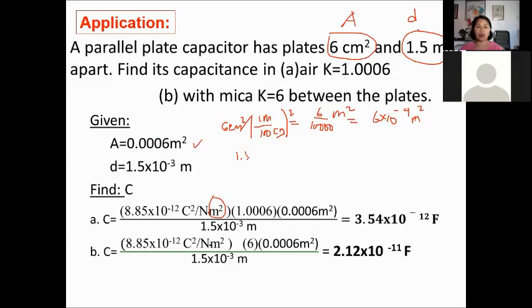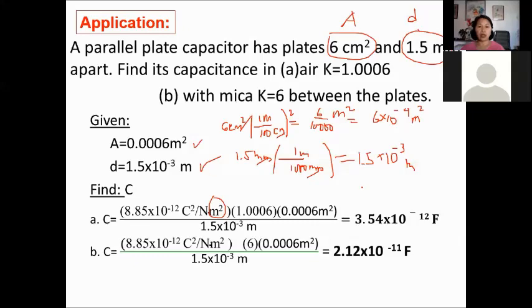For 1.5 mm, ang conversion factor is that 1m is 1,000 mm. Okay, so multiply, ma-cancel yan. Giving us 1.5 divided by 1,000 is 1.5 times 10 to the power of negative 3 m. So I hope nakuha ninyo ang conversion of units. Kasi pag hindi kayo makakuha sa conversion of units, mali din yung answer ninyo. Hindi yung kuha yung tama answer.